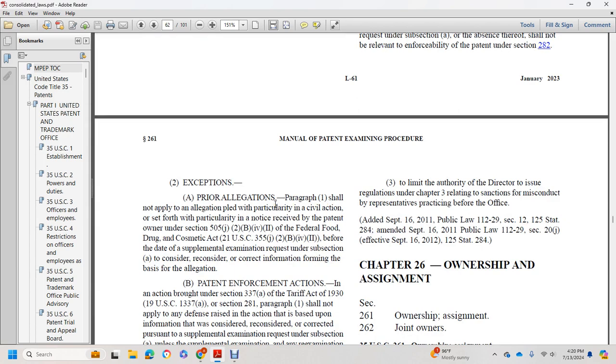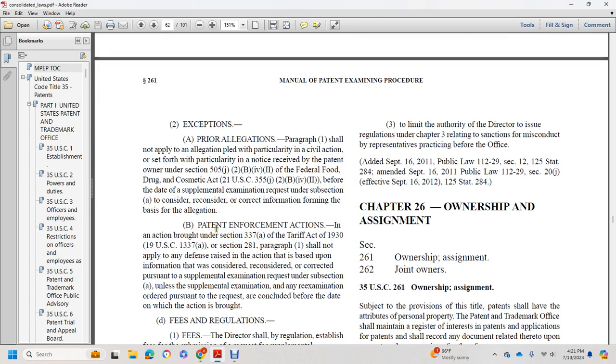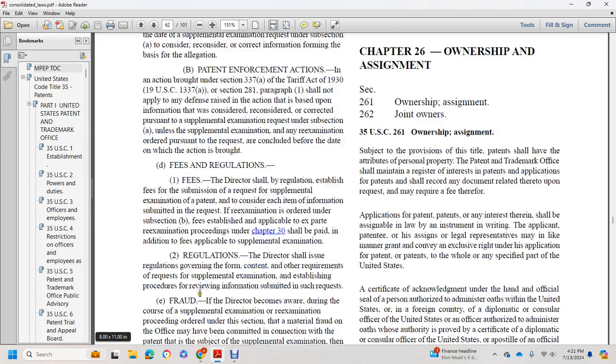Exemptions. Paragraph 1 shall not apply to an allegation pleaded with particularity in a civil action, or in a notice received with respect to a patent under Section 505(j)(2)(A)(vii)(IV) of the Federal Food, Drug, and Cosmetic Act, before the date of a supplemental examination request under subsection A to consider, reconsider, or correct information forming the basis of the allegation. B. Patent enforcement action: in an action brought under Section 337(a) of the Tariff Act of 1930 or Section 281, paragraph 1 shall not apply to a defense raised in the action based upon information considered, reconsidered, or corrected in a supplemental examination request under subsection A, unless the supplemental examination and any reexamination ordered concluded before the date on which the action is brought.